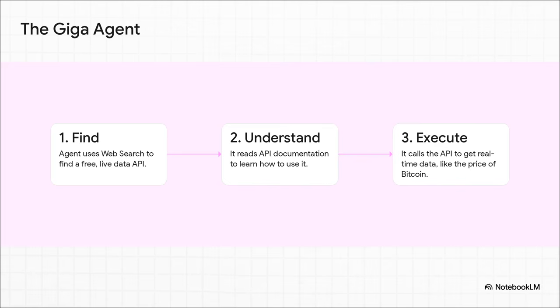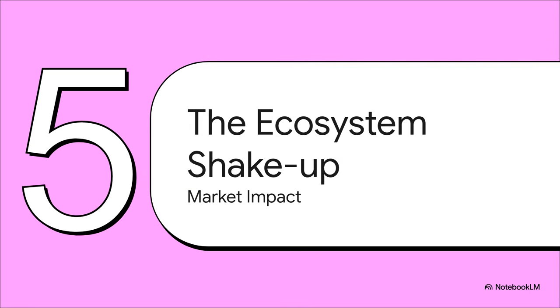Take the Giga Agent example they showed. Here's how it works. First, the agent finds a tool. You ask it for the price of Bitcoin, and it goes out and searches the web to find a free crypto API. Second, it understands the tool. It literally reads the API's documentation all by itself to figure out how to use it. And finally, it executes. It uses what it just learned to call that API and pull back the live real-time data. I mean, think about that. It is finding, learning, and using tools that it didn't even know existed just a few moments before. That's incredible.